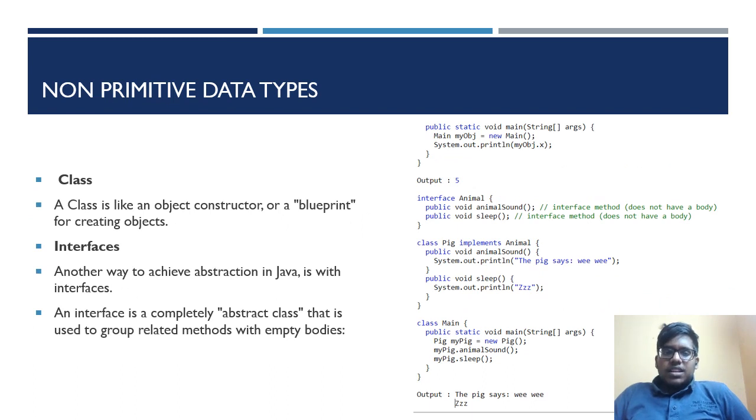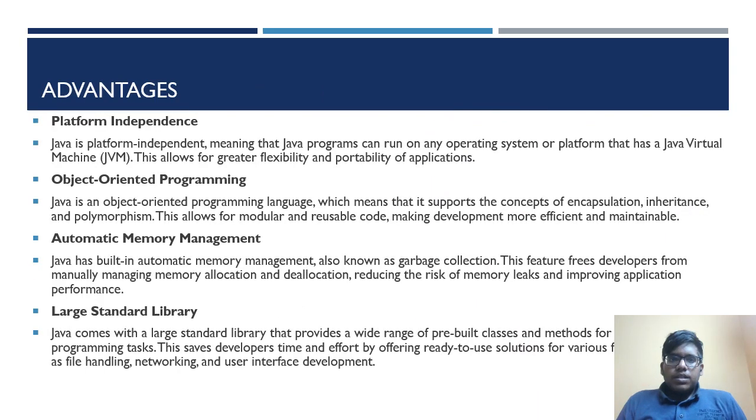Class. A class is like an object constructor, or a blueprint for creating objects. Interfaces. Another way to achieve abstraction in Java is with interfaces. An interface is a completely abstract class that is used to group related methods with empty bodies.